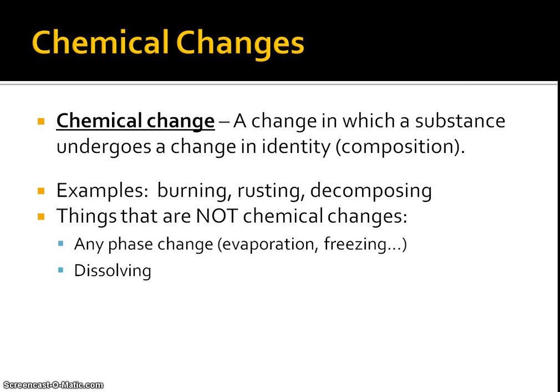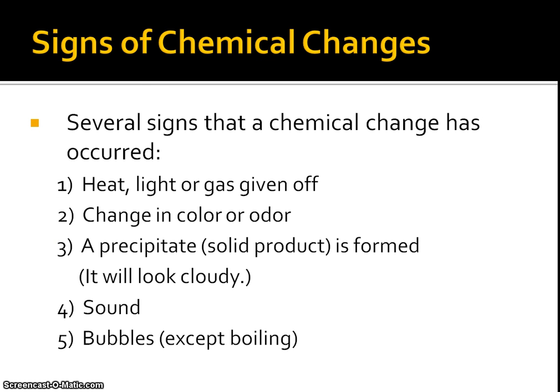So when you look at a list of changes and you're asked whether they're physical or chemical changes, there's some indicators that you can use to help guide you. And these are not perfect, but they tend to be a good guideline. Anytime you have heat, so if you mix two things and you feel the outside of a test tube and it feels hot, that means that a chemical change has occurred. Anytime you see light, so fire is definitely going to be a chemical change.